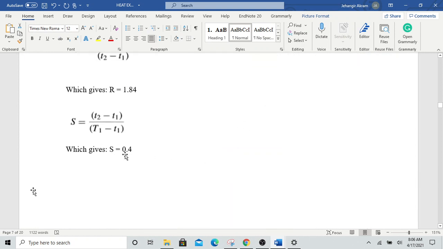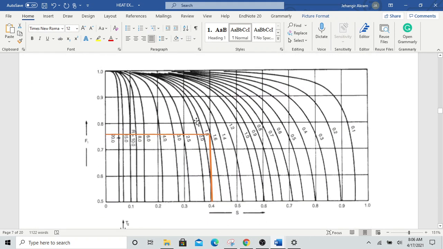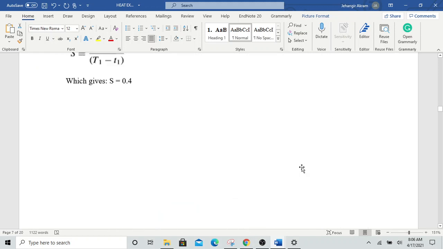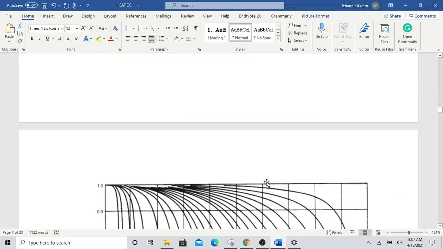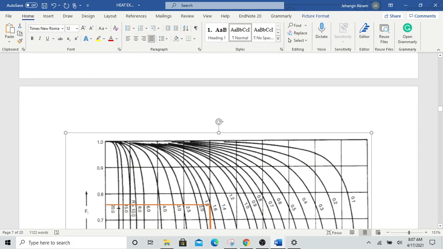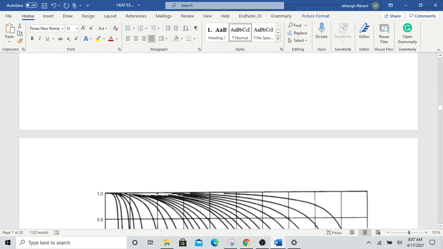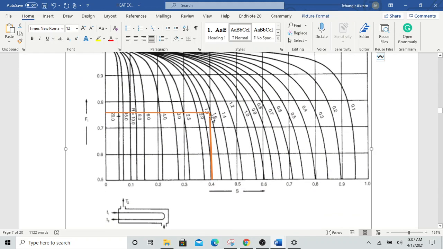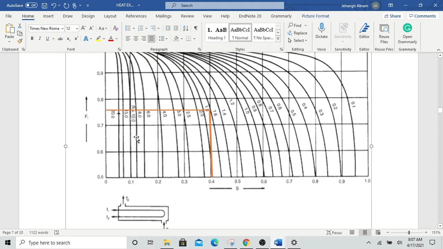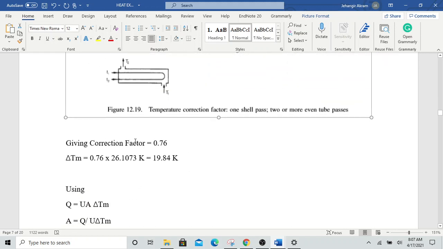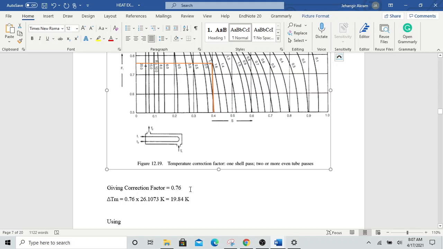My S is 0.4. These curves represent R, so my R value is 1.84. You will see that it will be somewhere between 1.8 and 2, so I took it as 1.8, and I will project the line in horizontal direction to get a value somewhere between 0.7 and 0.8, and so I took the approximate value of 0.76.